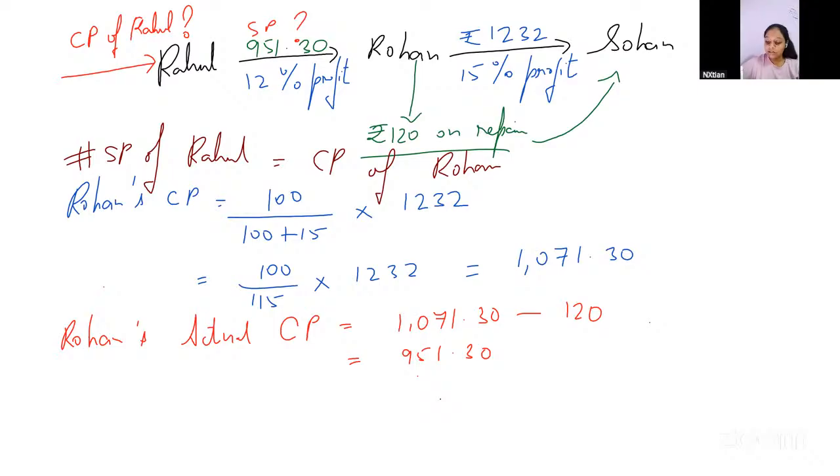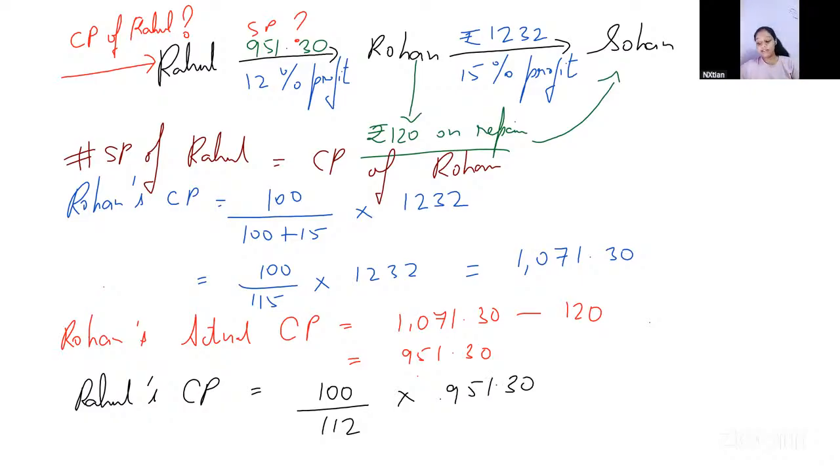So Rahul's cost price, I'll find. Rahul's cost price is 100 divided by 112, that is 100 plus 12, multiplied by 951.30. We are adding the profit percent to 100 and then multiplying it with the selling price of Rahul.